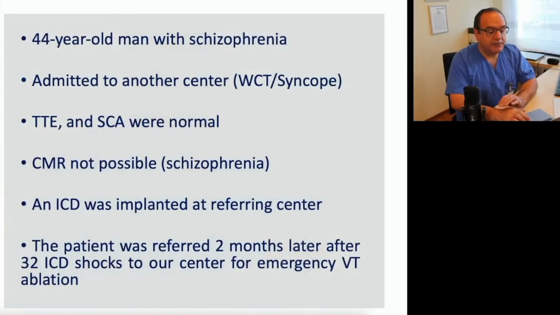So our patient is a 44-year-old man with schizophrenia who was admitted to another center due to wide complex tachycardia and recurrent syncope. Echocardiography and coronary angiography were normal, and cardiac MRI was not possible, and an ICD was implanted at the referring center with a diagnosis of recurrent ventricular tachycardia and syncope. 2 months later, after 32 ICD shocks, the patient was referred to our center for catheter ablation.